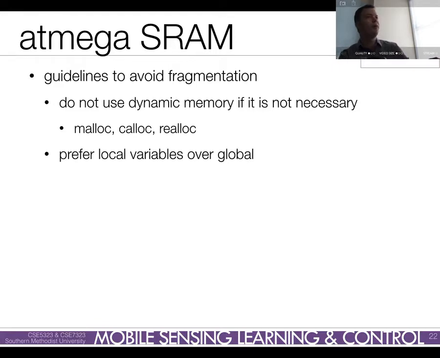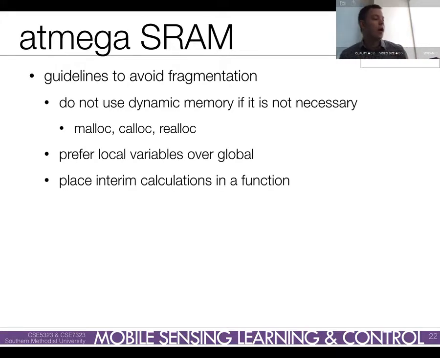Prefer local variables over global variables, okay? Because your global variables will be allocated no matter what. They are going to take up the bottom of the memory space, and they are there for good if they're declared globally. Also, a really good idea is to place any of your interim calculations inside of a separate function.